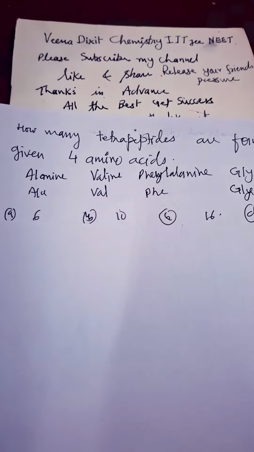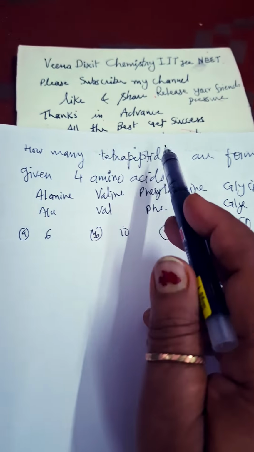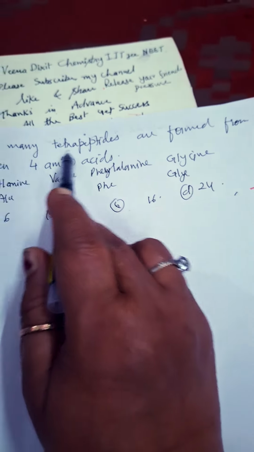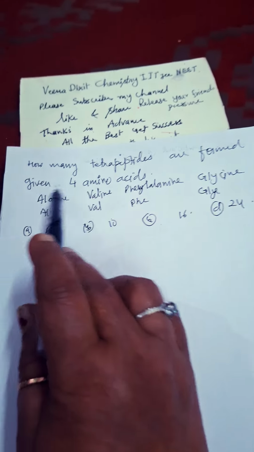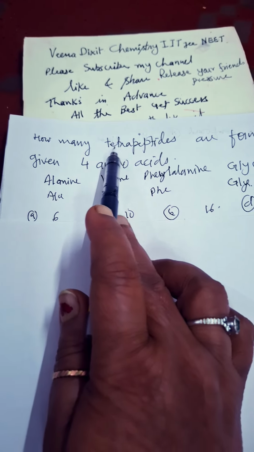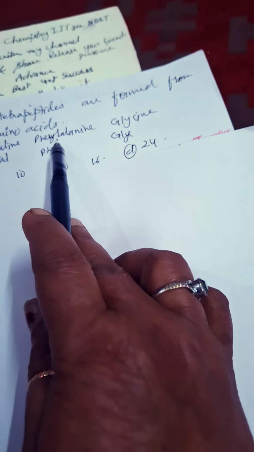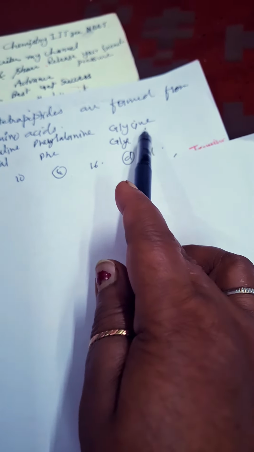All the best. And here we are discussing amino acids and peptides, tetrapeptides like this. How many tetrapeptides are formed by 4 amino acids? 4 amino acids are given and they are asking, we have to find out how many total tetrapeptides are formed. Alanine, valine, phenylalanine and glycine are given.